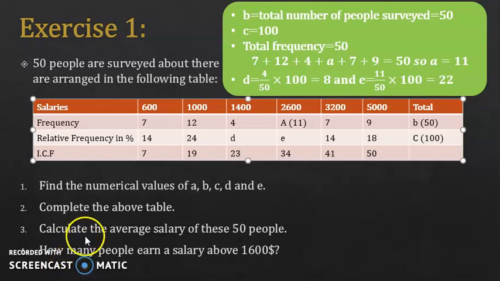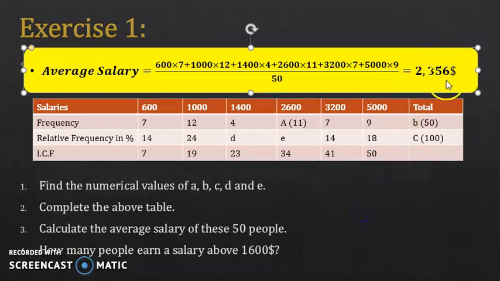Now the third part, calculate the average salary of these 50 people. So recall the rule of the mean or average. You should multiply each value by its frequency and sum them up, and then divide by the total frequency. So according to the rule, it would be 600 times 7 plus 1000 times 12 plus 1400 times 4 plus 2600 times 11 plus 3200 times 7 plus 5000 times 9, all over 50. So this would be the answer, and don't forget the unit because it's given in the question.